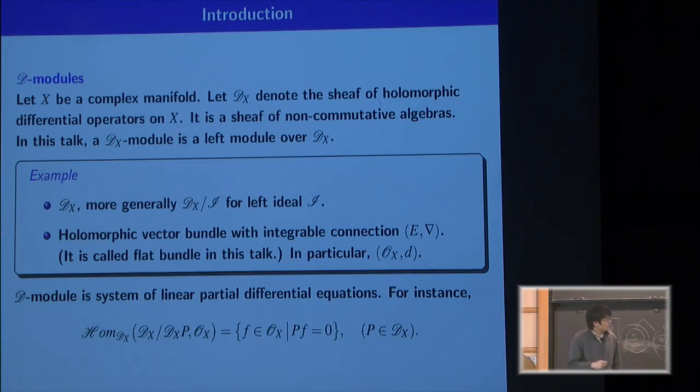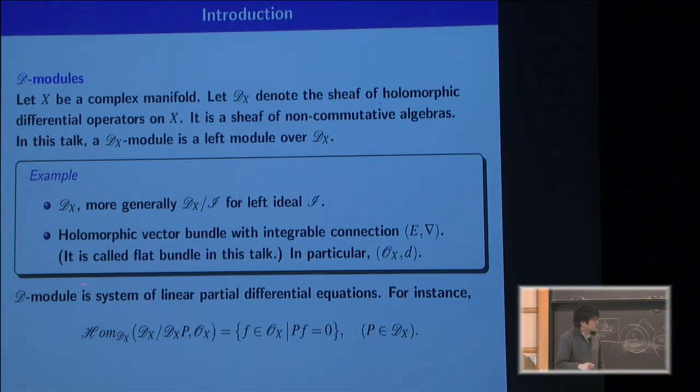Let me mention some easy examples. D_X itself is clearly a D-module. And slightly more generally, the quotient of D_X by a left ideal is of course a D-module. A holomorphic vector bundle with integrable connection naturally gives a D-module. I mean, an integrable connection naturally induces an action of D_X on the sheaf of holomorphic sections of the bundle. In this talk, such a D-module is called a flat bundle. In particular, the structure sheaf, the sheaf of holomorphic functions, is naturally a D-module.